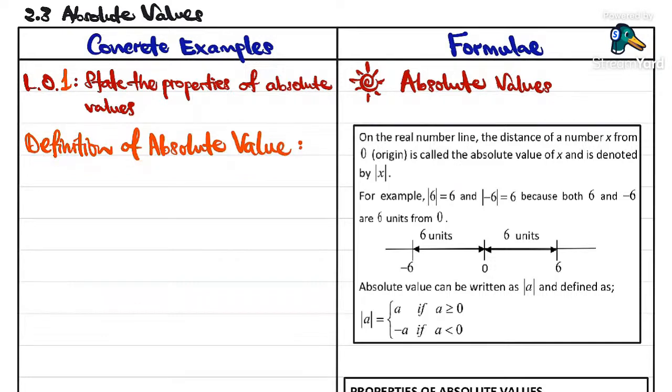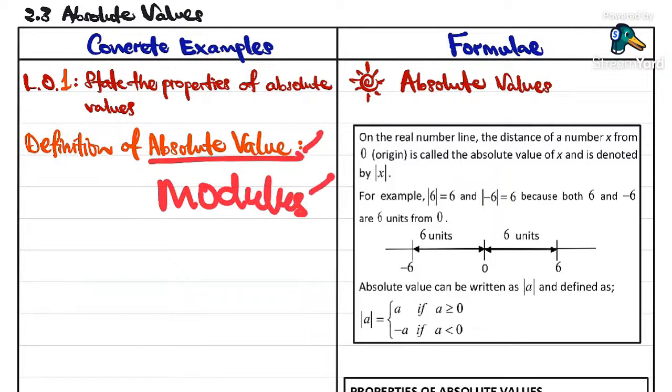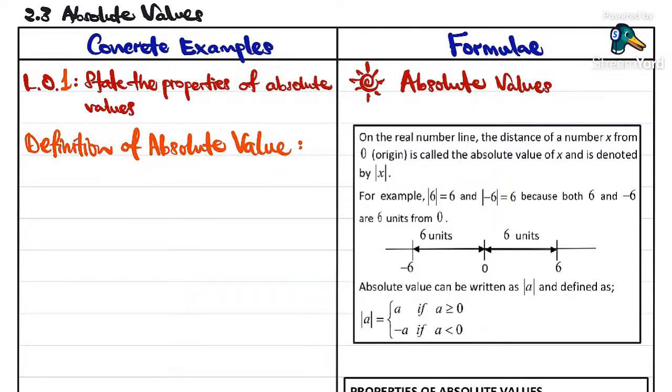So absolute value, sometimes we call it modulus. Either of this is correct. When we want to mention it, we can say it is modulus of x ataupun absolute value of x. So the definition is very, very crucial, okay? Before I go further, I think I must tell you what's the definition.